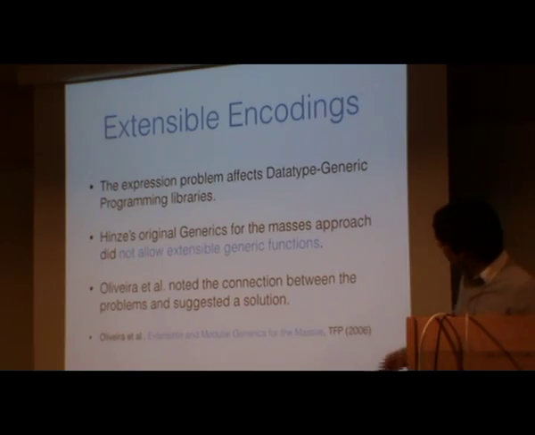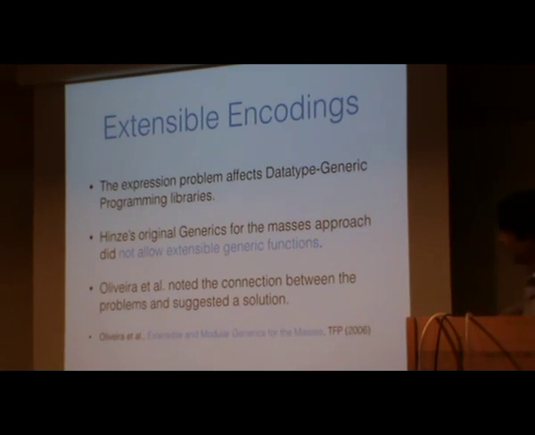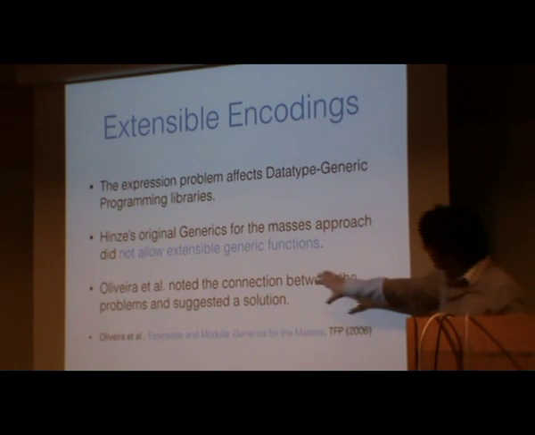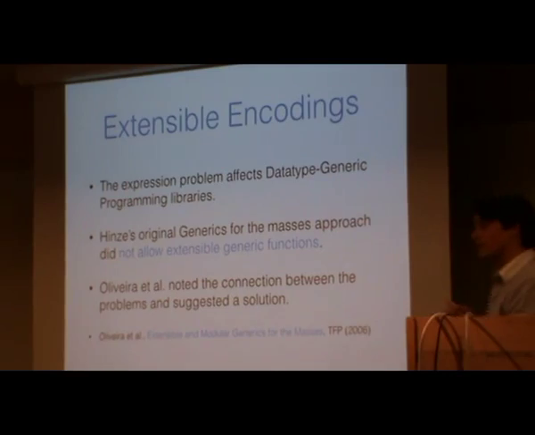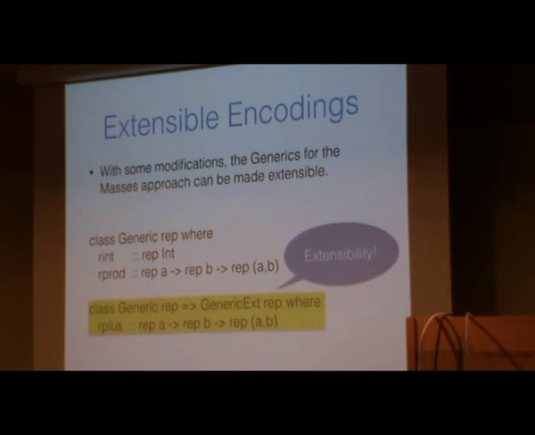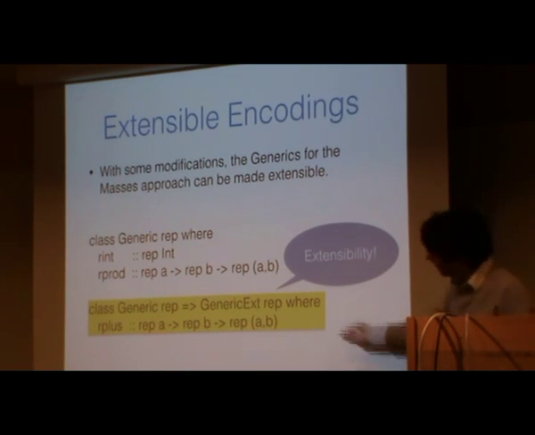And one of my first papers in this area was actually to come up with a solution for this problem for this generics of the masses approach from Rolf Hinze. And so I'm not going to show you the details of the solution, or all the details of the solution, but the main idea was actually that with type classes, you do have one mechanism for extension, so you can create subclasses.